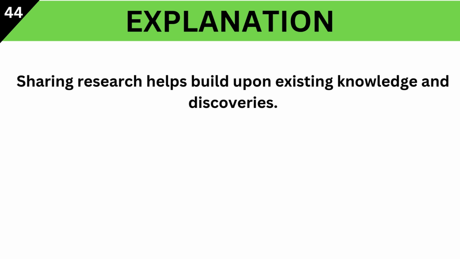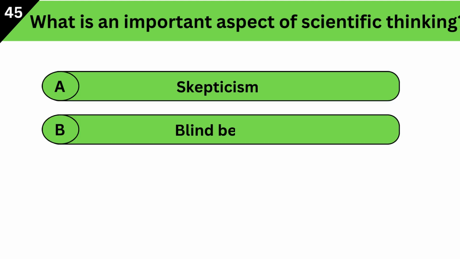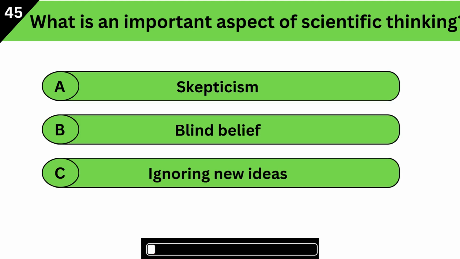Explanation. Sharing research helps build upon existing knowledge and discoveries. What is an important aspect of scientific thinking? Option A. Skepticism. Option B. Blind belief. Option C. Ignoring new ideas.